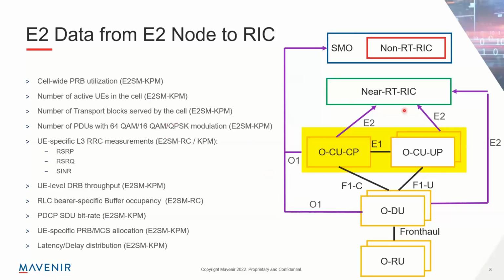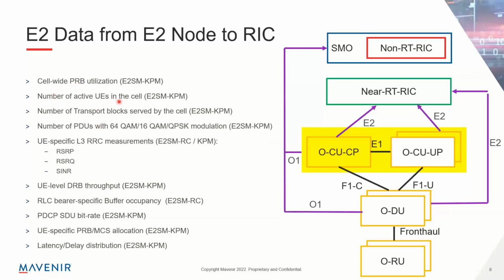So here I'm showing mainly E2 nodes, the KPM, or the key performance management related functionalities. So what is happening is that you are collecting information. One example is cell-wide PRB utilization: how many resource blocks are utilized within these cells, and which cells have resource blocks that are not utilized.